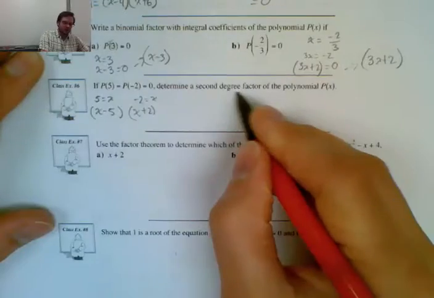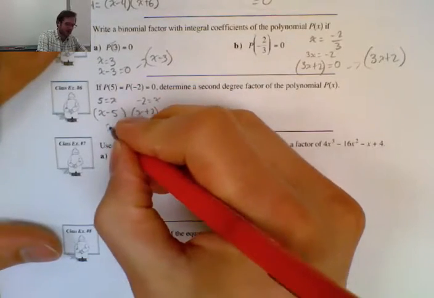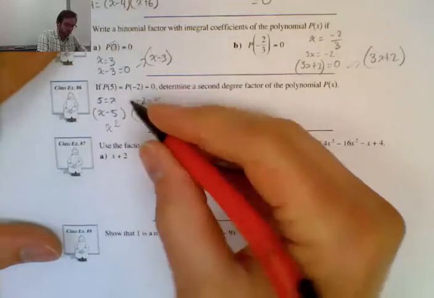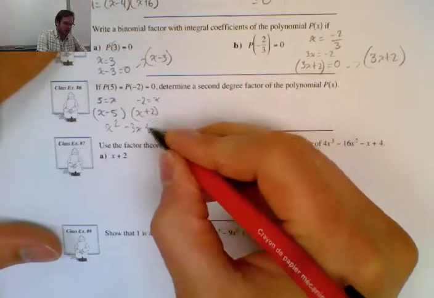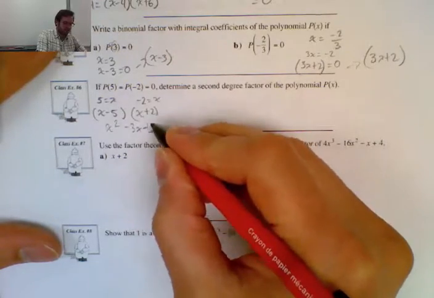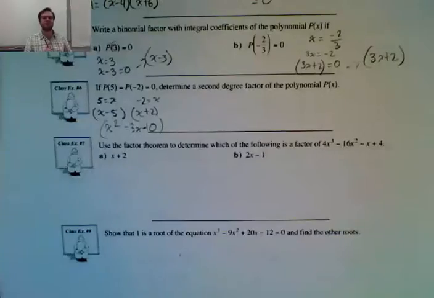Now it wants to know the second degree of it. Well, that's easy. We're just going to multiply these out. So if I multiply these out, I'm going to end up getting x squared minus 3x, subtract 10, is my answer. Okay?